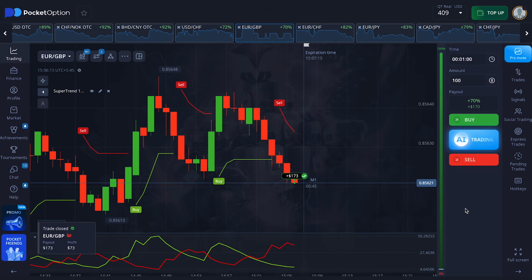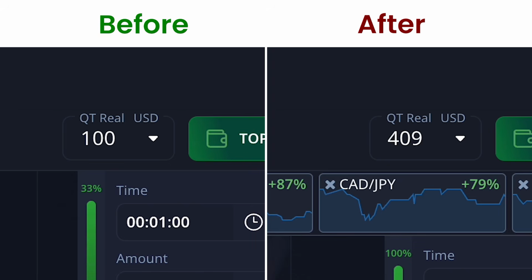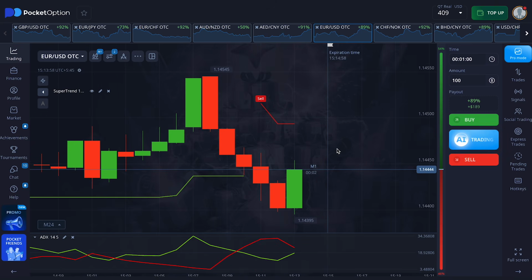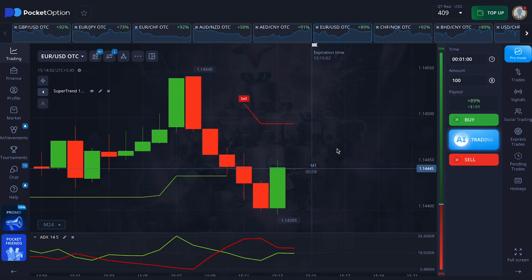And yeah, that was the last trade of the day, and we started with $100. Now we have $409, which is quite good. And remember, not every strategy will give you 100% return. Sometimes you may lose as well. Today it was a great day, so I didn't make any loss, but you can make a loss.